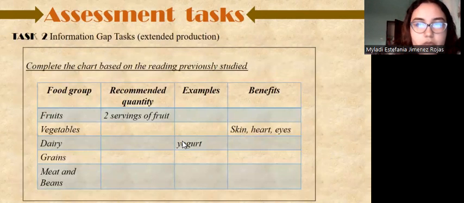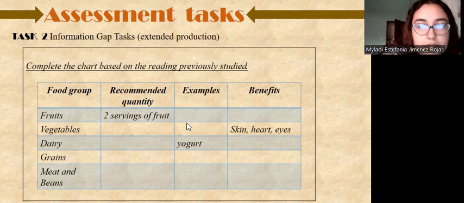Next, information gap tasks belong to the extended productions, which consist of presenting the information in terms of incomplete information. Half of the information will be present and the students must analyze the information on how to write the missing information to complete. In this case, complete and share.